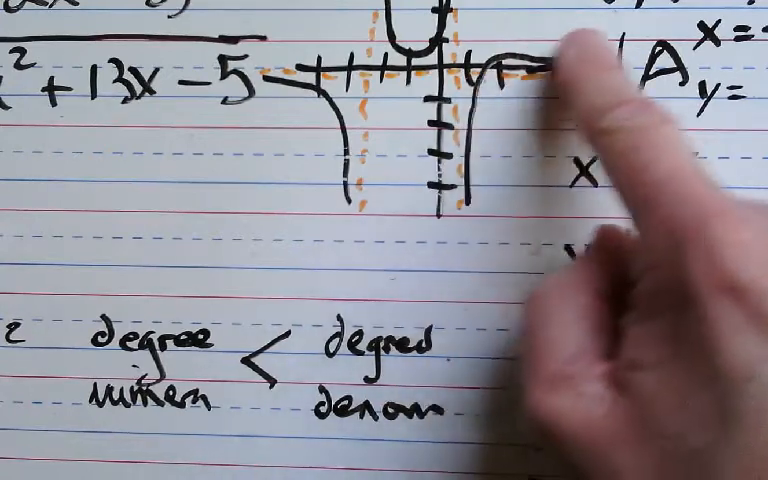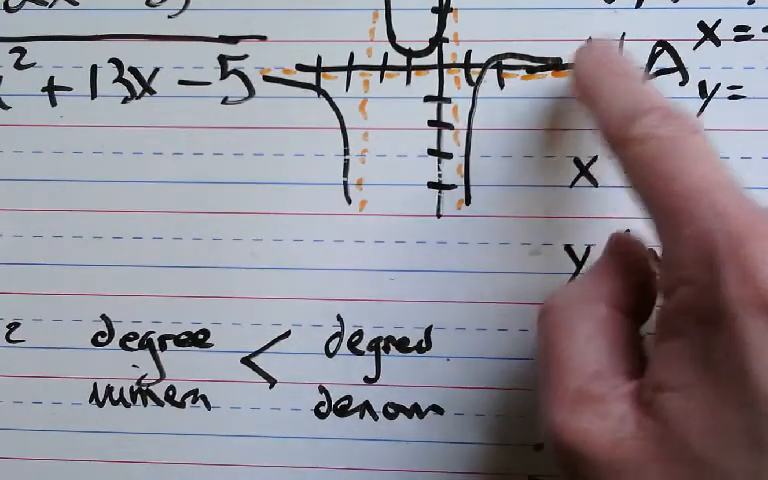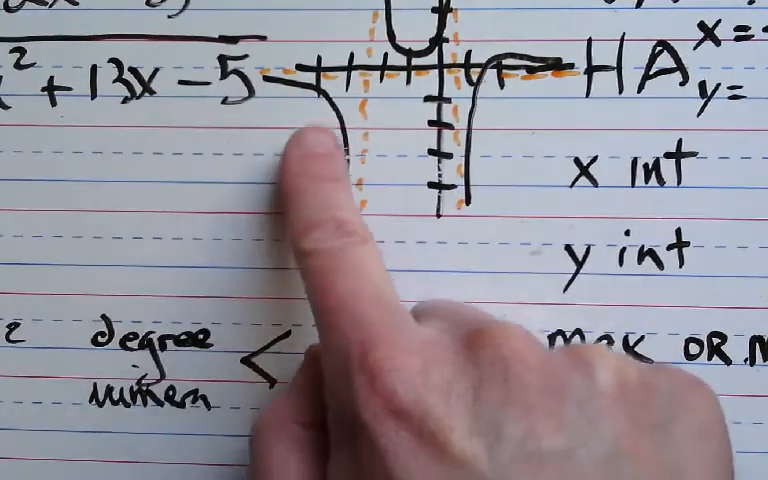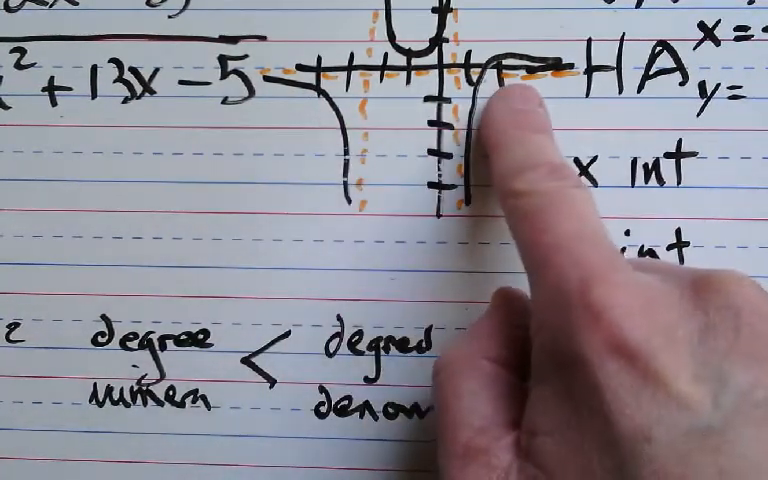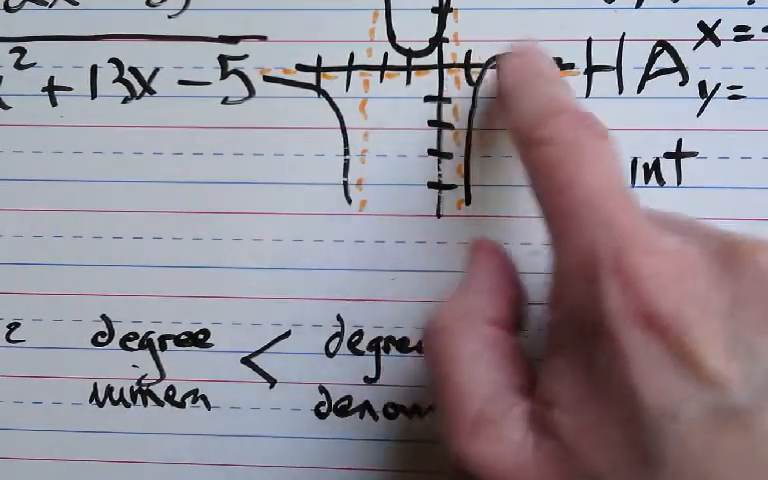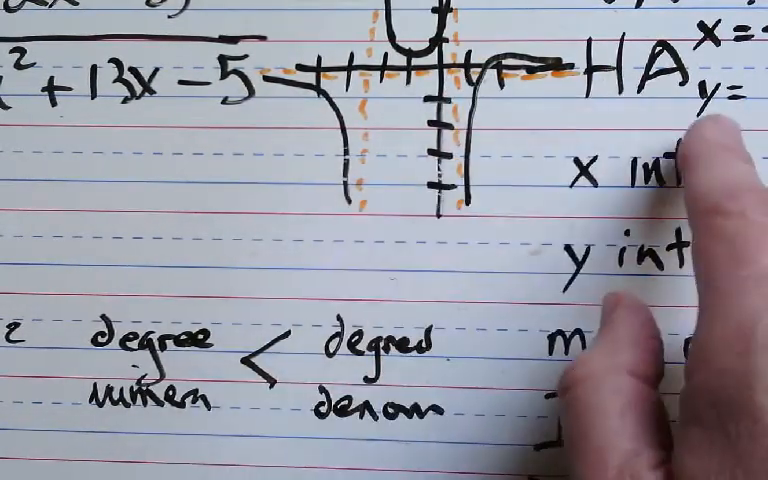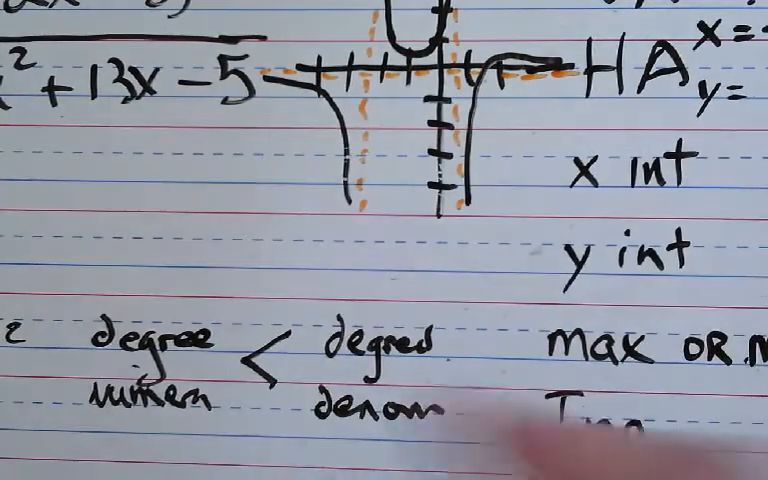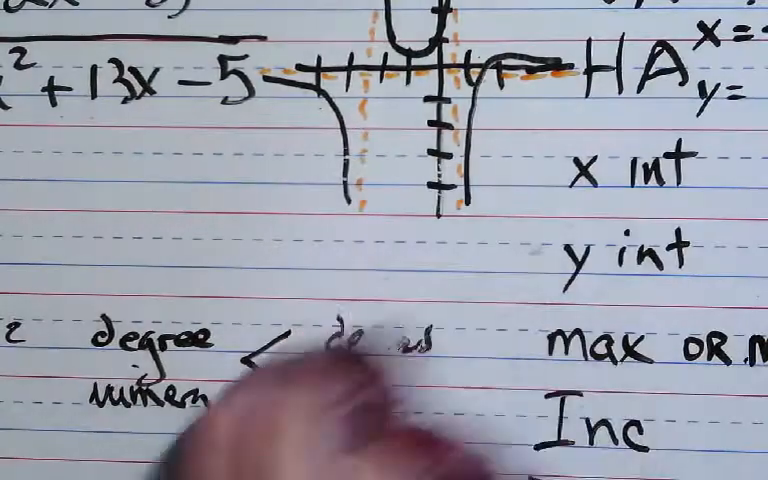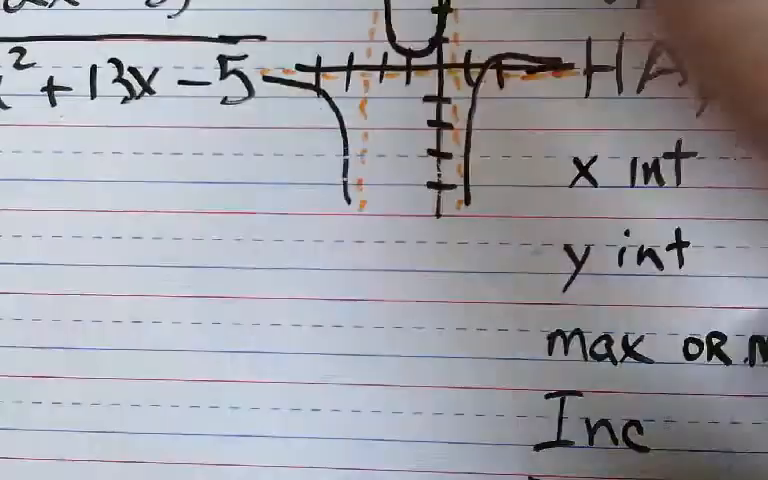Now, it doesn't cross once it's on that side. It never comes back. This one never gets over there. So if it's not close to the center of the graph, then once it gets across, it never comes back. So that's the horizontal asymptote. We did it. Now, how can we find the x-intercept?